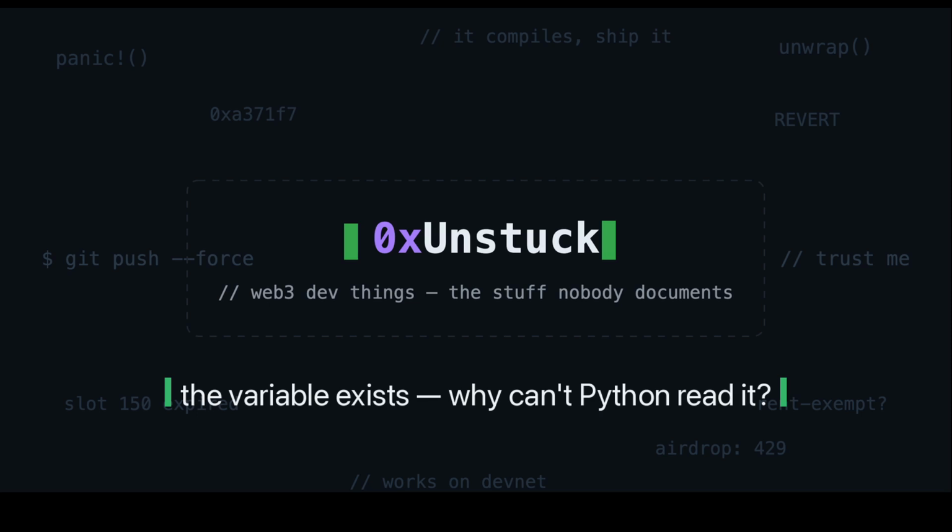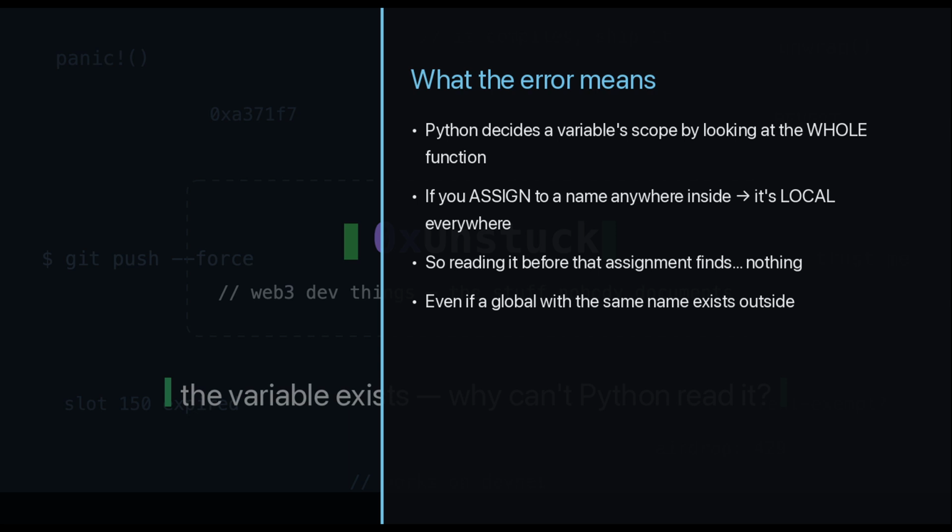Today, UnboundLocalError: cannot access local variable, referenced before assignment. It's one of Python's most confusing errors because the variable is right there, defined at the top of your file, and yet inside a function Python swears it doesn't exist yet. The reason is a rule Python decides before your code even runs. We'll reproduce it with a simple counter, see exactly why one line poisons the whole function, and fix it two ways. Let's go. Here's the rule that trips everyone.